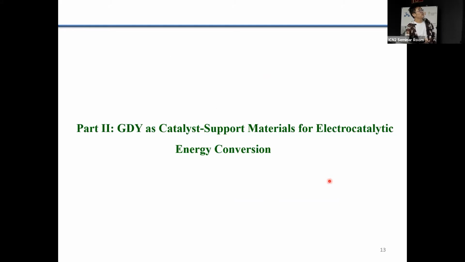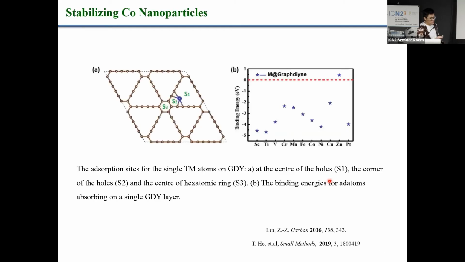And the next work is graphene as a catalytic support for electrocatalytic energy conversion. Before that, from calculations we can see graphene can stabilize nanoparticles or single atoms. These are some calculations by others. So it is a promising catalytic support for metal nanoparticles and single atoms.